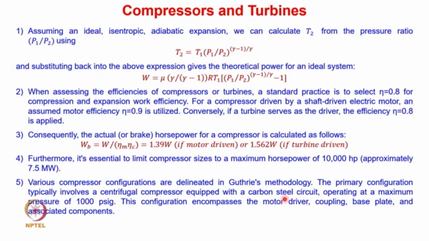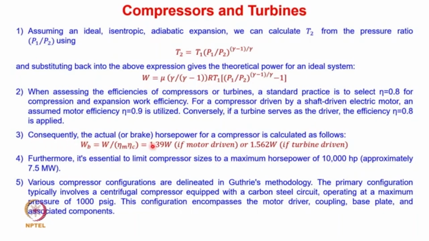When assessing the efficiencies of the compressors or turbines, a standard practice is to select the efficiency value eta equal to 0.8 for compression and for expansion work. For a compressor driven by a shaft driven electric motor, the efficiency value is 0.9. But when we are using the standard practice, the eta value is 0.8. Again, if the turbine is used as a driver, in that case the efficiency value is 0.8.